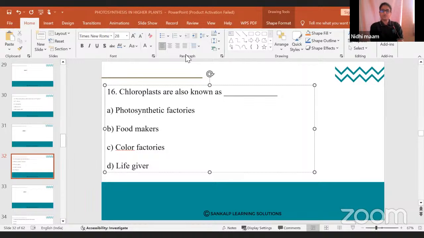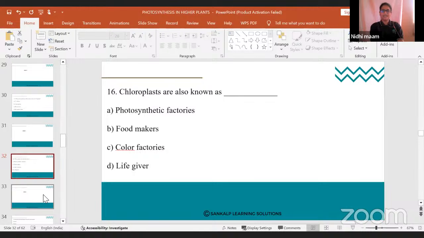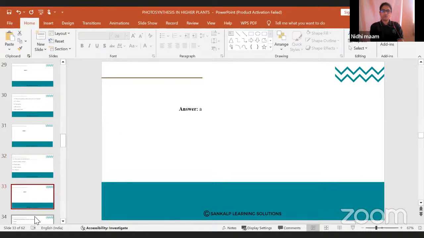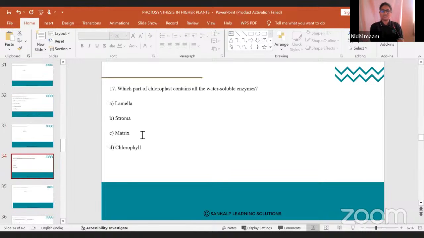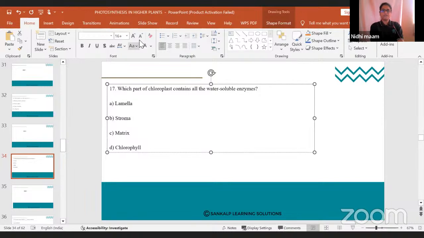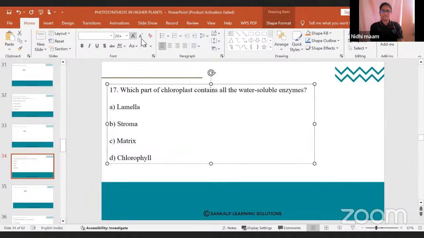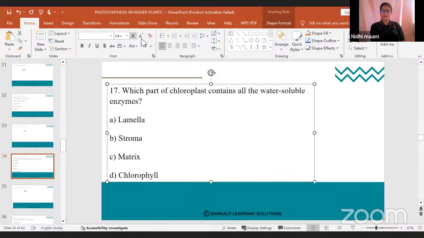Okay. So most of you voting it for option A, photosynthetic factory. Exactly. Option A, photosynthetic factory is the right answer. Next question. Which part of the chloroplast contains all the water soluble enzymes? A is lamella, B is stroma, C is matrix, D is chlorophyll.